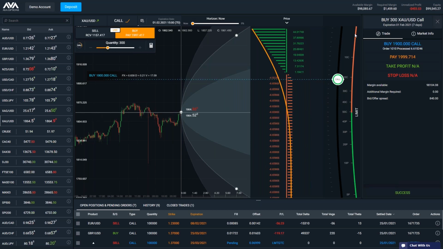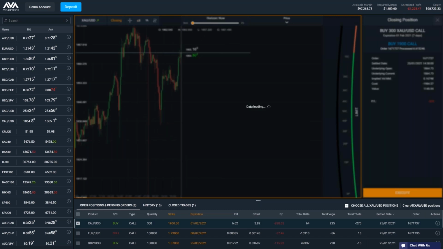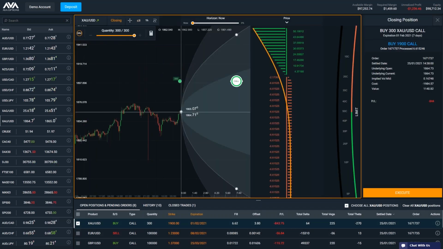Up at the top of the page, you can see how much margin is available, what your required margin is, your unrealized P&L, and the account value. And there's our option on gold right down at the bottom. I can click it. That's what it looks like. And let's say I've spent $2,000 of premium. Let's put this in dollars. I've spent $2,000. I want to earn those $2,000 back.